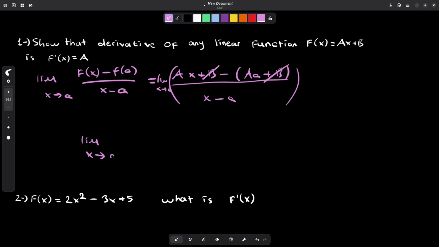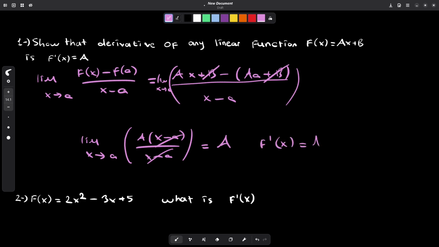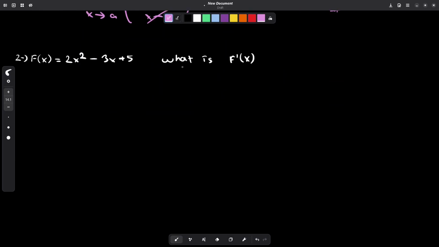Inside the limit, let's take the numerator under the a parentheses, x minus a over x minus a. Cancel the x minus a's out. So therefore, the derivative of f(x) is equal to a. Next, f(x) is given to us. What is the derivative of it? Let's use the other notation now.